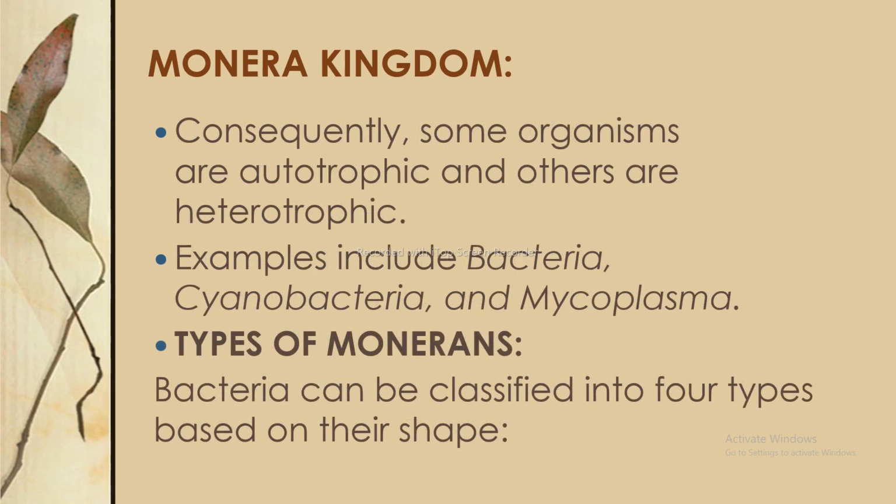Consequently, some organisms are autotrophic and others are heterotrophic. Examples include bacteria, cyanobacteria, and mycoplasma. So, next is the types of monerans.